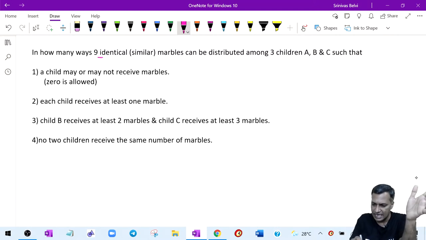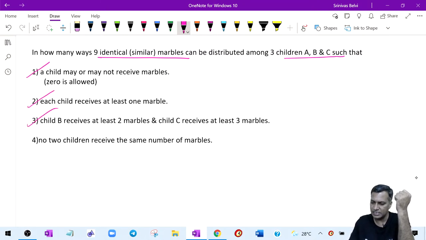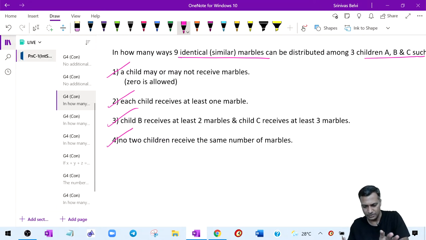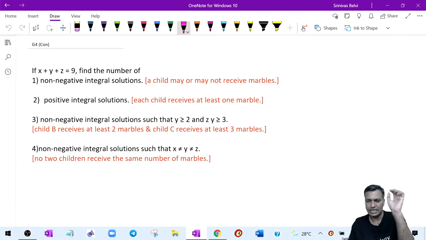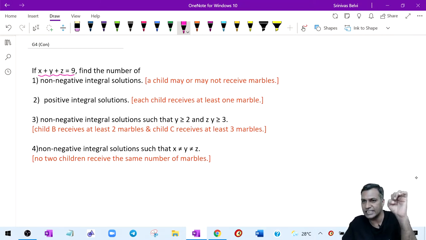Okay, now see here. 9 identical marbles, 3 children A, B, C, such that a child may or may not receive a marble. Each child receives at least one marble. B receives 2 and C receives 3, all of that. No two children receive the same number of marbles. Now take a look at this particular slide. Exactly the same question, now I'm giving an equation. X plus Y plus Z is equal to 9. I removed the three children A, B, C. I gave an algebraic equation. X plus Y plus Z is equal to 9. Find the number of non-negative integral solutions.